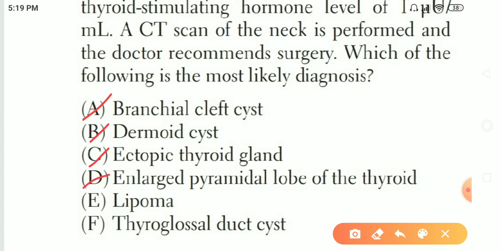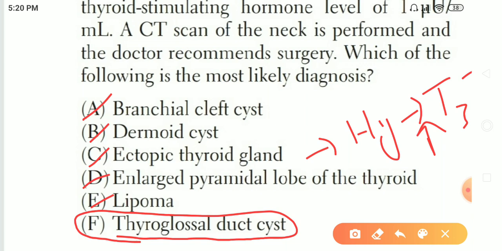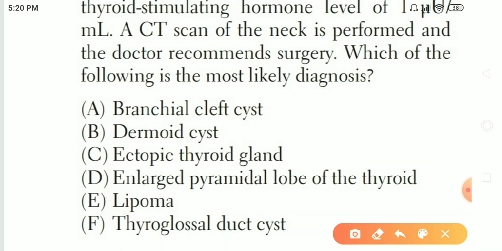Enlarged pyramidal lobe of the thyroid. In this condition, the thyroid goes into hypertrophy, so the thyroid hormones, especially T3 and T4, should increase, but here the levels are normal. And lipoma does not necessarily form only at the midline, and it is not related to embryology. It may form after birth due to other conditions. So the most specific answer in this condition is that this patient is suffering from a thyroglossal cyst. So the answer should be thyroglossal cyst.